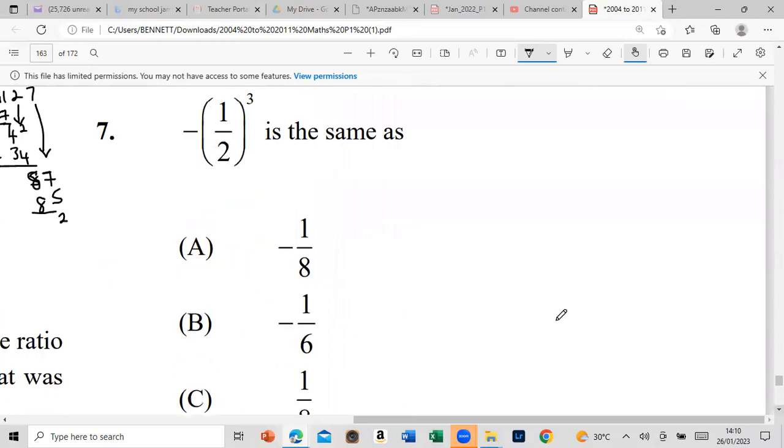Alright. This one says now minus bracket a half 1/3 is the same as, and when I do this, you'll get 1/8, and the negative, you just drop the negative there, so it's 1/8, negative 1.